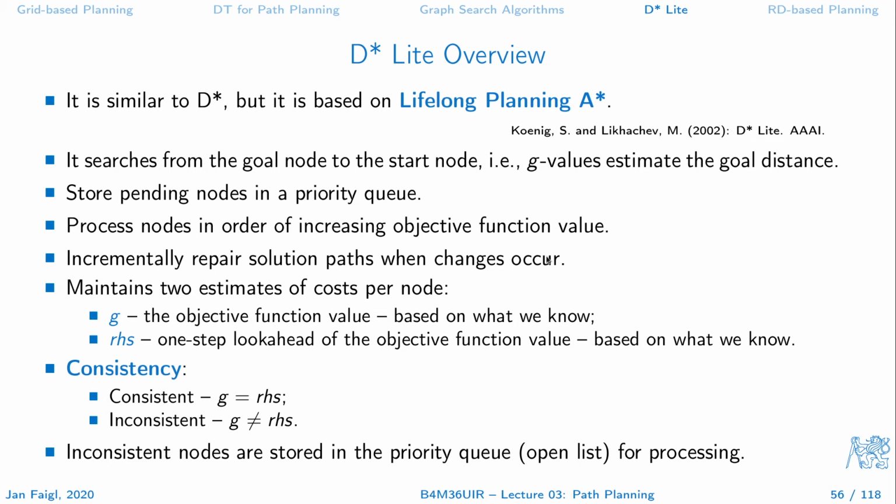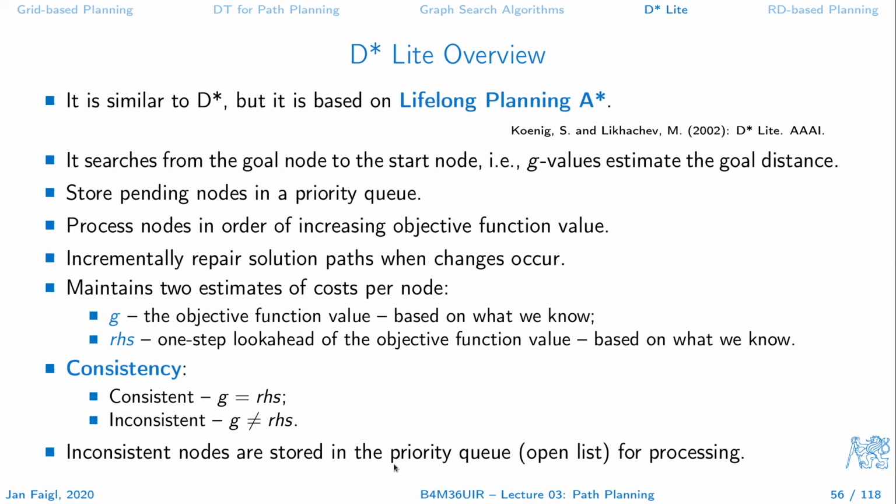Once we plan a path, we assume that this door is open, so we pass through, and then we execute and we realize it's closed, so we update and repair the plan. This is achieved by using two cost estimates. The g value, which is the objective function value, and the RHS, which is a one-step lookahead of the objective function value. Using these two values, you can check consistency. If both values are the same, we consider the node consistent, and if not, it's inconsistent, and we can repair.